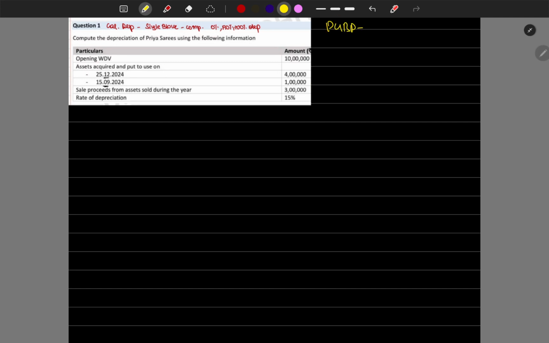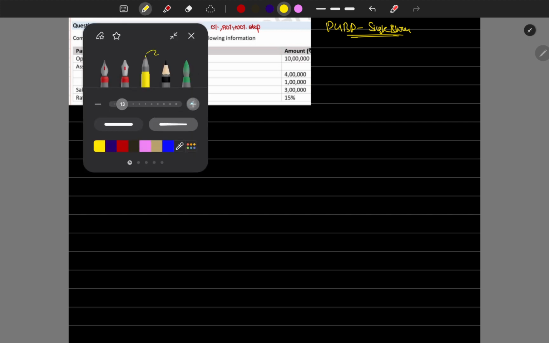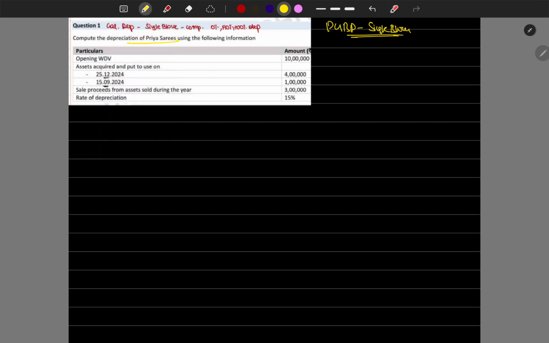Today we are going to solve a problem from PGBP depreciation, only a single block problem. We'll see other types, like multiple blocks and further problems, in further days. Okay, PGBP single block. Let's quickly read the question: depreciation of Priya sarees. We need to compute the depreciation part. How much the depreciation is? We need to calculate that.